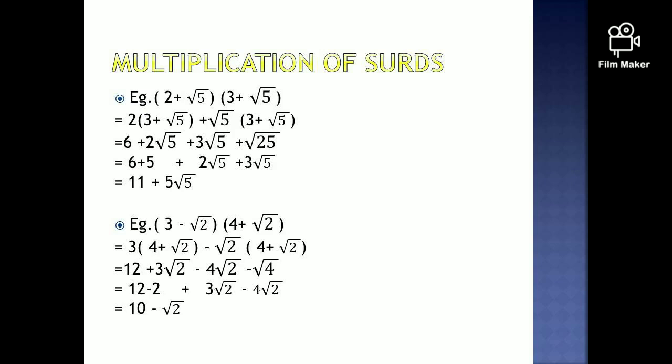Root 4 is 2. Therefore, you can simplify it as 12 minus 2. The answer is 12, and minus root 4 is minus 2. With that, you can write 12 minus 2. Then you can simplify 3 root 2 minus 4 root 2. That turns into minus 1 root 2, which we usually write as minus root 2. Therefore, your final answer would be 10 minus root 2.